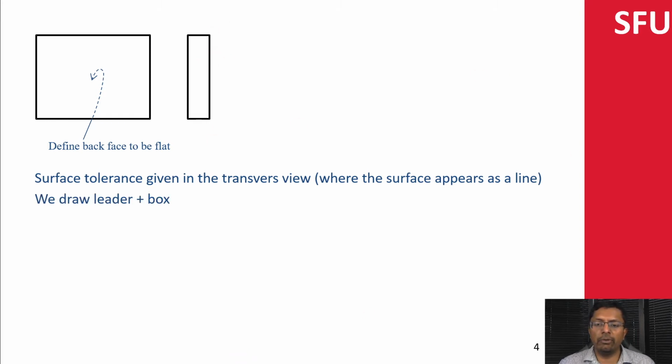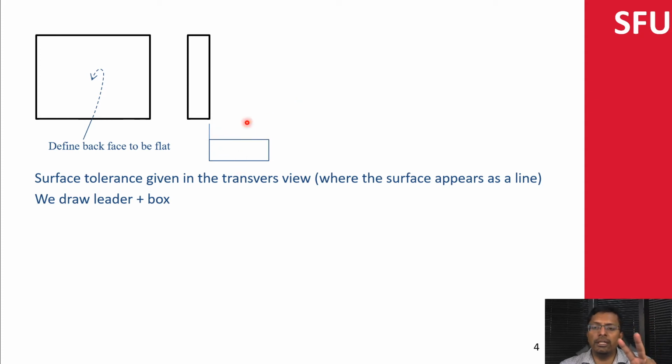Typically what we do is draw a leader plus a box. So I have a leader, and you can have this leader start at the surface, and then we draw a little box. Here is where I'm going to provide all of the information regarding the tolerance. I have to convey two pieces of information. The first one is, what is it that you're trying to control? That's going to be the flatness. And then I'm going to convey what value of tolerance I need to specify.